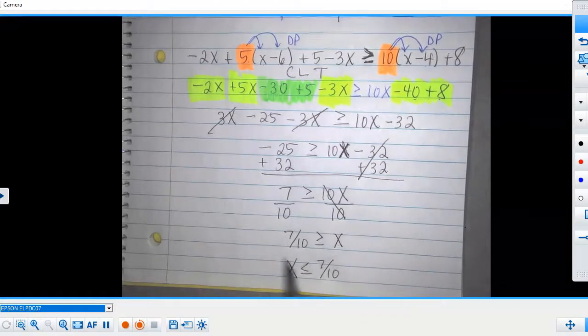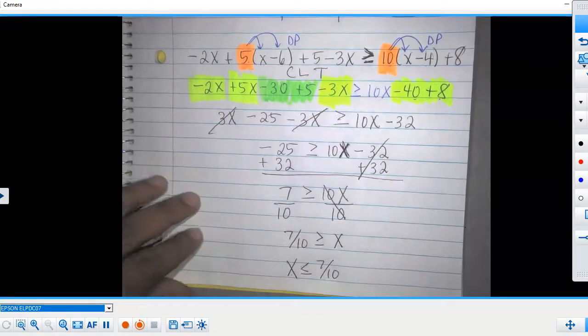You just have to play with this to feel more comfortable and choose the right choice. Okay? I'm going to do one more and then I'll stop the video. All right, last inequality problem.